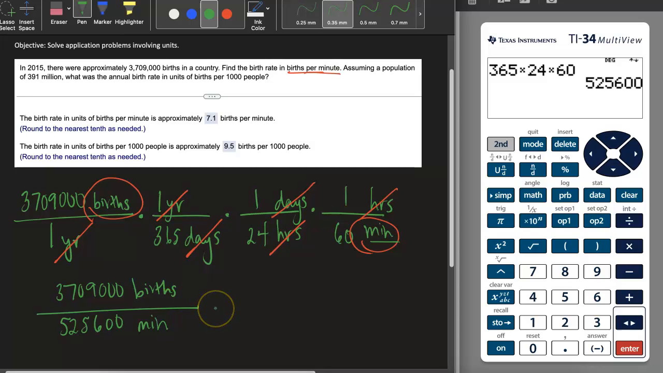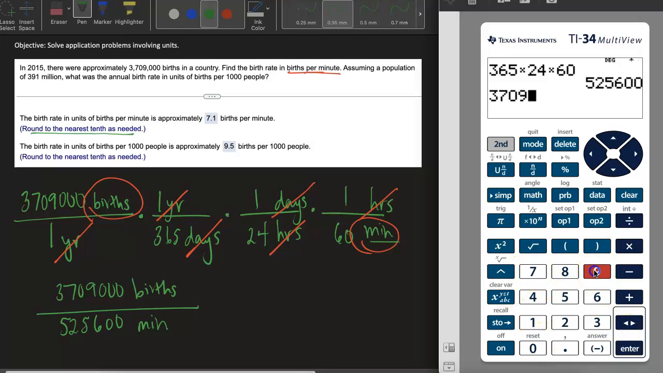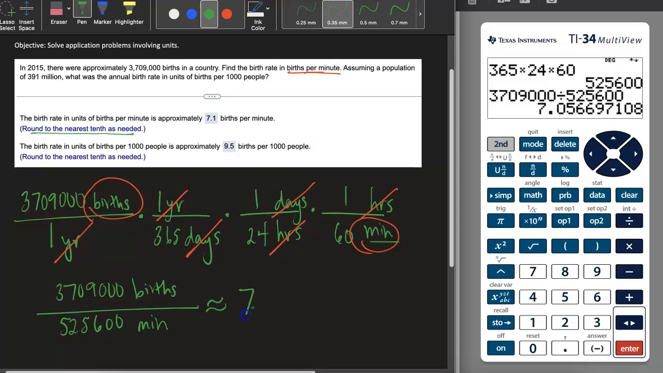And so I think I'm asked to round to the nearest tenth as needed. So I'm not going to type this in as my answer. I'm not even going to type it in as a reduced fraction. Instead, I'm just going to divide these two things. So let's come over here and divide. And rounded to the nearest tenth, that is 7.1, because that 5 would round up the 0 to the 1. So that's how we get 7.1 births per minute.